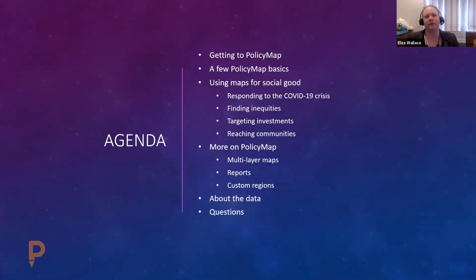I want to start out with some of the recent work that we've been doing to make data available so that people who are responding to the COVID-19 crisis can see who might be the most affected by the virus. I tried to start with the more stressful things and go towards some happier things. So we'll start there, and then I wanted to highlight just a few things that I thought might be interesting to you. Finding inequities.